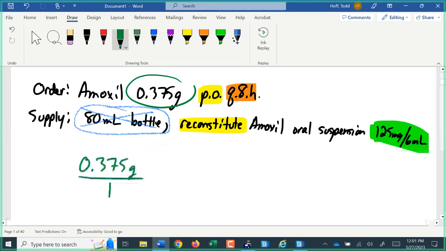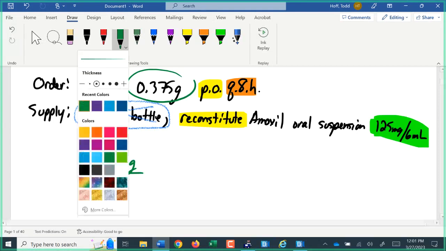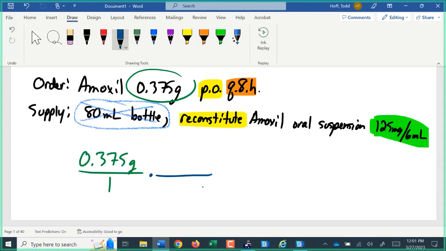So again, the units become very important because we have grams there, and we want to get rid of the grams. So we have to put grams on bottom. There's nothing else in this problem that has grams in it. But we do have milligrams there on our label. So we have to change the grams to milligrams. Again, this is a standard measurement conversion. 1 gram is 1,000 milligrams. So the grams have canceled out.